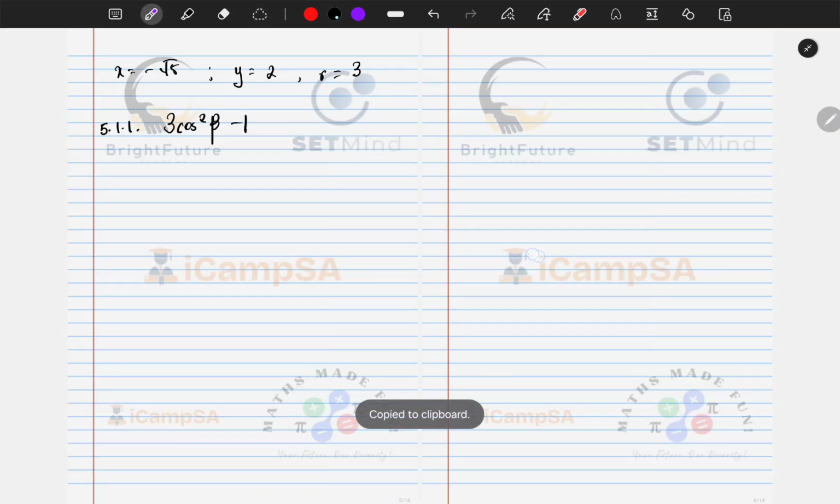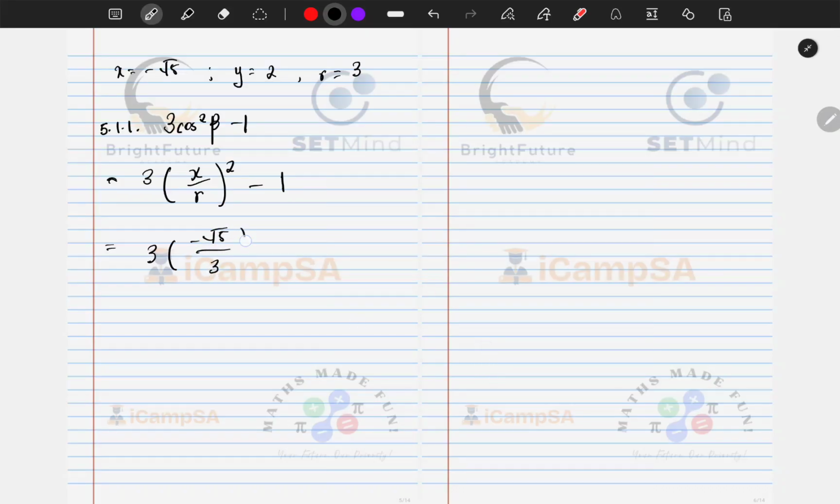So now what I'm going to do is equal to 3, right, into cos squared. This is the same thing as adjacent over hypotenuse, so it's x over r, squared, minus 1, right? And then this is going to be 3 into what is x? X is minus root 5 over what is r? R is 3, all squared, minus 1, right?